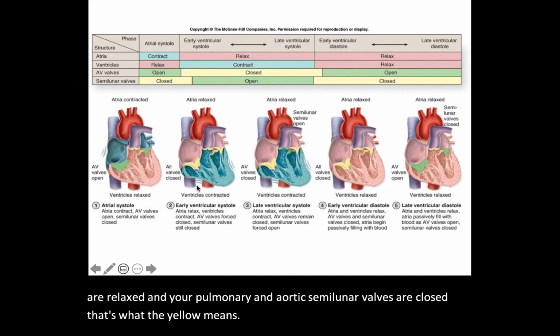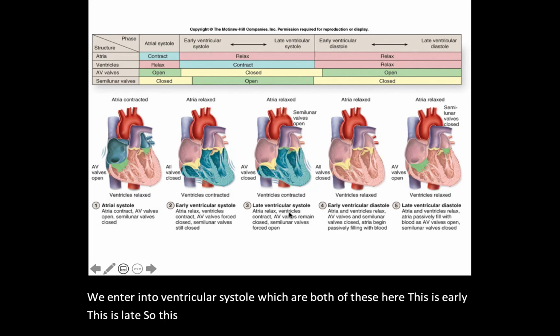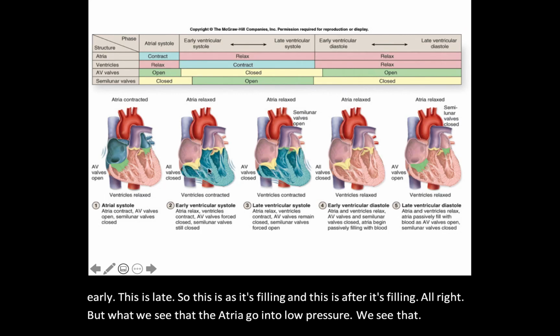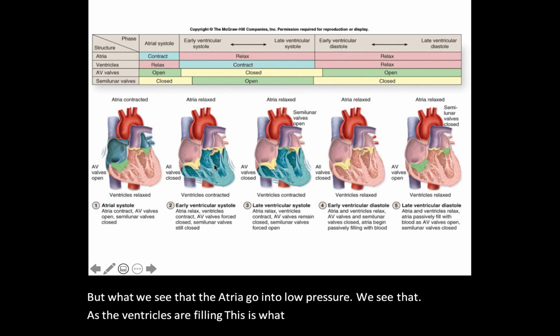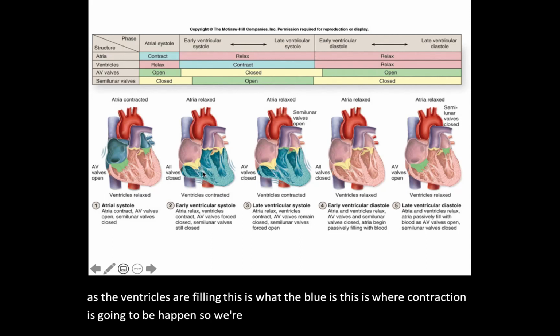All right. We enter into ventricular systole, which are both of these here. This is early, this is late, so this is as it's filling, and this is after it's filling. But what do we see? We see that the atria go into low pressure. We see that as the ventricles are filling, this is what the blue is. This is where contraction is going to happen. So we're in ventricular systole, high pressure.